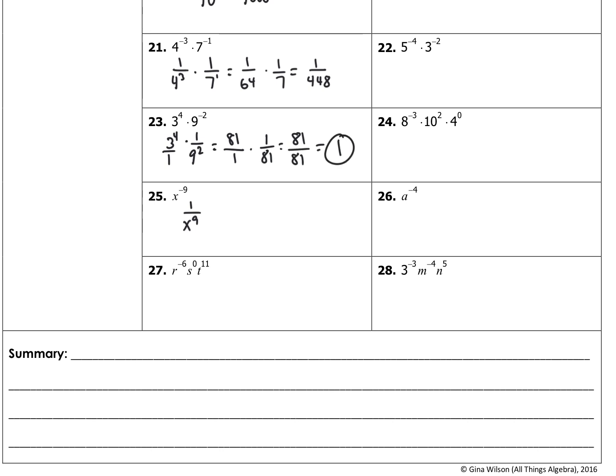And then this last one with just the variables, this would be 1 over r to the 6th because of that negative 6. That s to the 0 is just 1, and then it's going to be t to the 11th, which is going to go over 1. So we would simplify this as t to the 11th over r to the 6th.